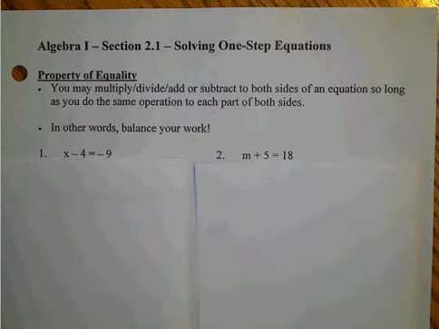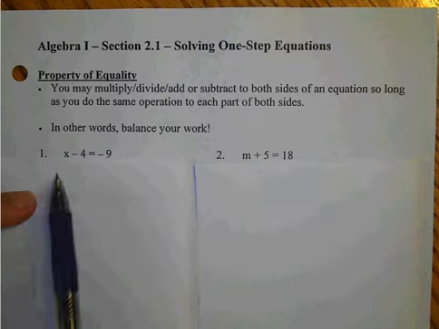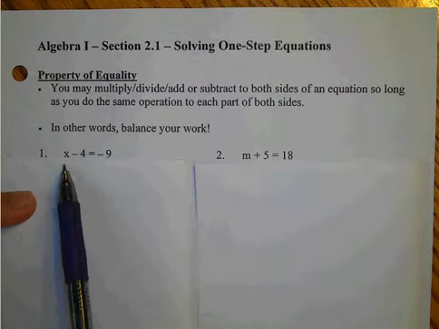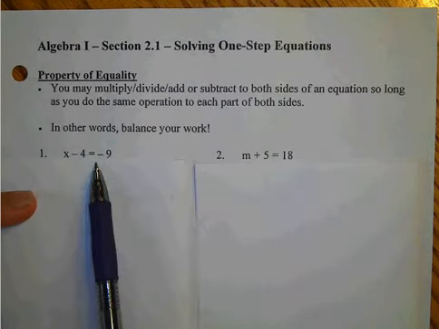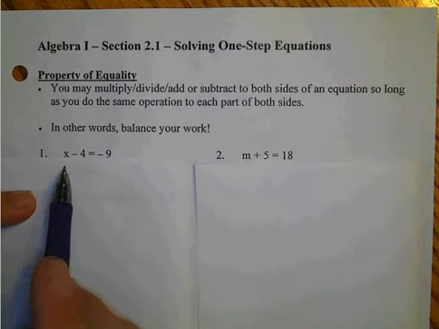As we begin to look at Chapter 2, we're going to be solving equations, in comparison to simplifying expressions that we did in Chapter 1. One of the things that we want to do when we're solving an equation is try to isolate the variable, or the x value, in each of our problems. So here we have a problem: x minus 4 equals negative 9. We want to try to get the x minus 4 isolated so that just the x is on its own.